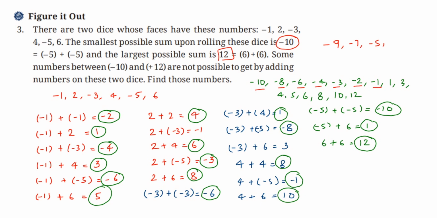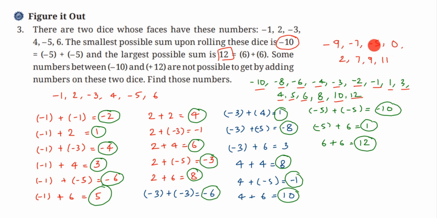We don't have 0. We have 1. We don't have 2. Then we have 3, 4, 5, 6. We don't have 7. We have 8. We don't have 9. We have 10. We don't have 11. And then we have 12. So these are the numbers which we don't have.